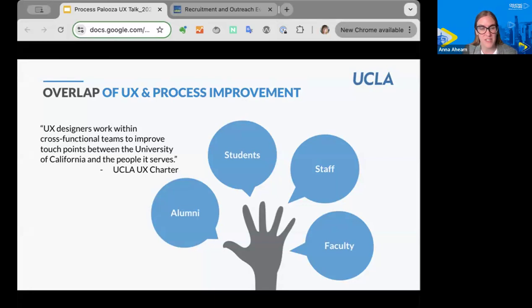Internally, the cross-functional teams include developers, product managers, business analysts, QA, subject matter experts, and customers. The people we serve, those whose processes we're researching and improving, those are alumni, students, staff, faculty. How many of you serve those people with your work as well? I would expect almost everyone in the room probably serves this group.